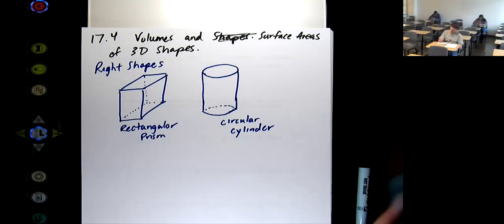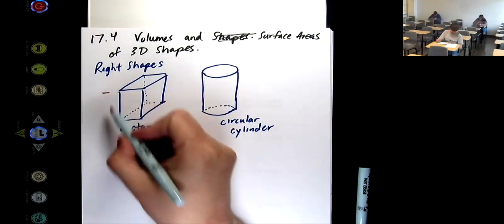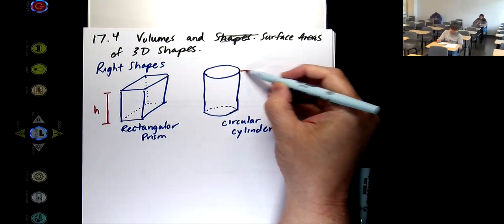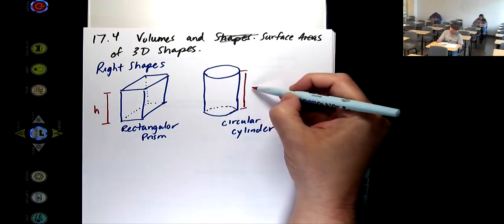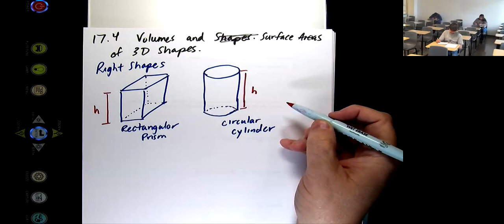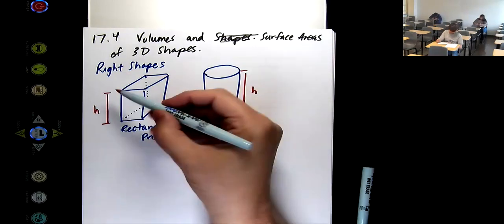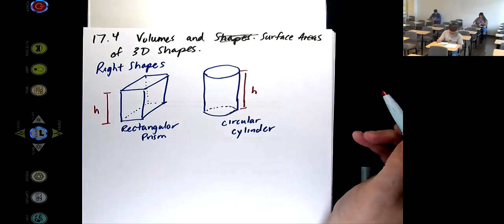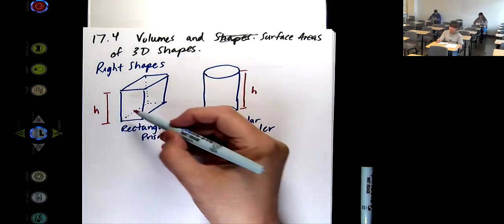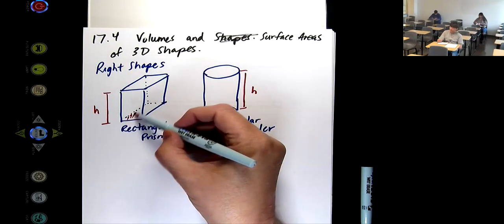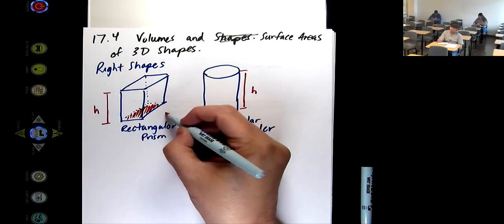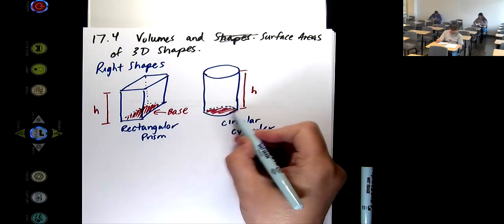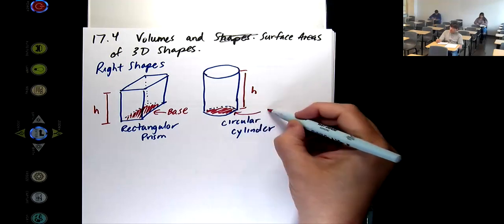And so like in this picture, that's my height. And same thing right here, that's my height. And if I wanted to look at it like this, I could call this right there my base. That's the base of my box, and that's the base of my cylinder.